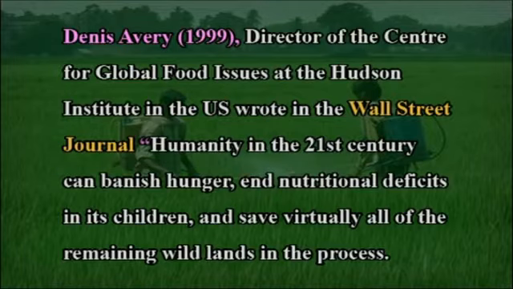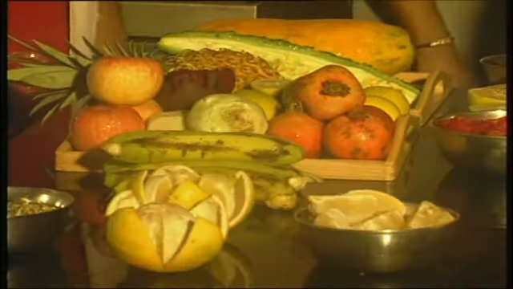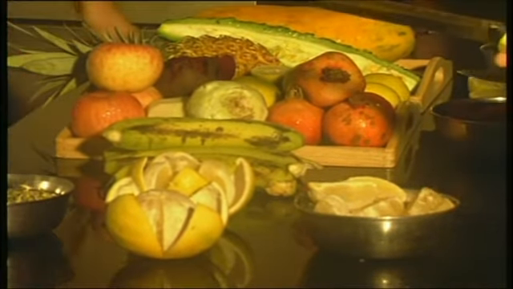with a loss of 132,000 jobs. Dennis Avery, in 1999, the director of the Center for Global Food Issues at the Hudson Institute in the US, wrote in the Wall Street Journal, "Humanity in the 21st century can banish hunger, end nutritional deficits in its children and save virtually all of the remaining wild lands in the process. But there are only two ways to do it. Either murder 4 billion people or use chemicals and biotechnology to maintain and increase yields on land already under farming." In this way, pesticides are a tool to deliver food security.